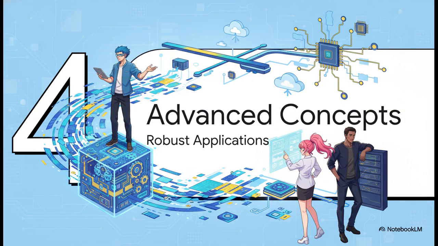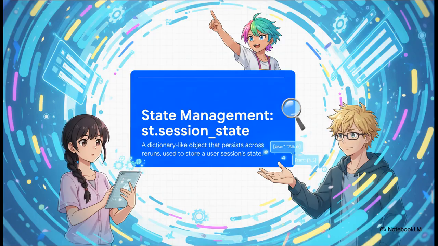Now, once you've got those basics down, there are a few advanced concepts that are pretty much essential for building more robust, high-performance apps. The most important concept to grasp is state management. Remember how the script reruns on every interaction? Well, you need a way to remember information between those reruns. That is exactly what st.session_state is for. It's basically a dictionary where you can store anything you want to persist across reruns, like a user's login status, their selected filters, or what step they're on in a multi-step process.